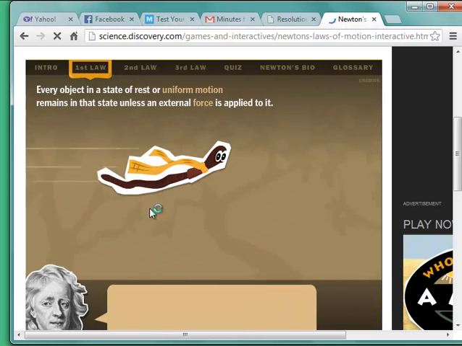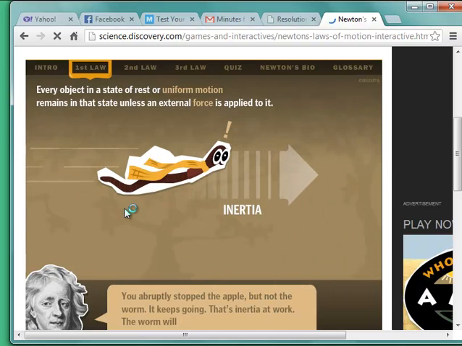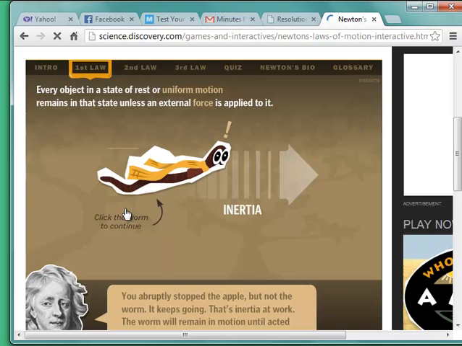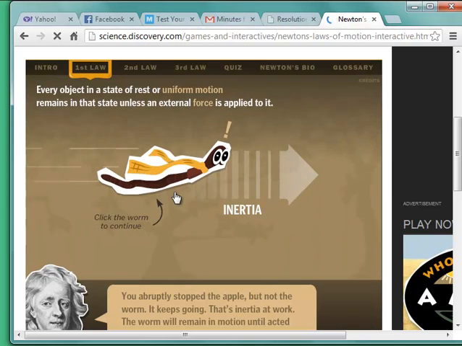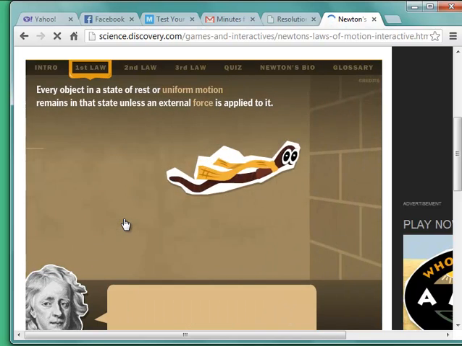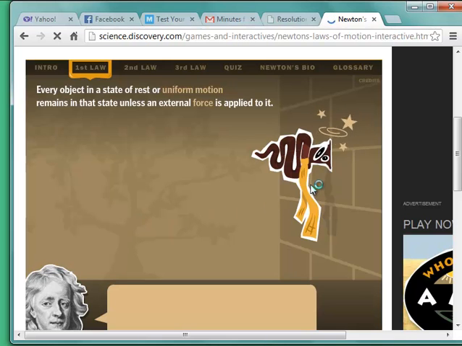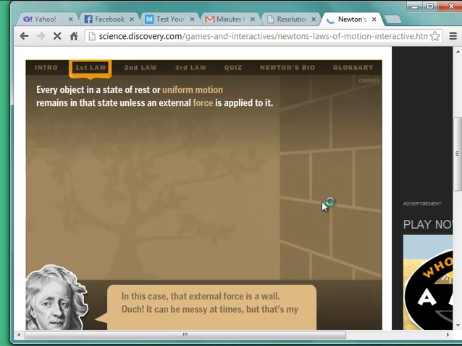Now notice what happened. We don't see the apple anymore. The apple was brought to a halt. However, the force was applied only to the apple, not to the little worm. And so the worm continues to move. This worm will only come to a halt if some force acts on it. And now the worm is brought to a halt. So the wall exerted a force on that worm, and that's how the worm's state of motion changed.